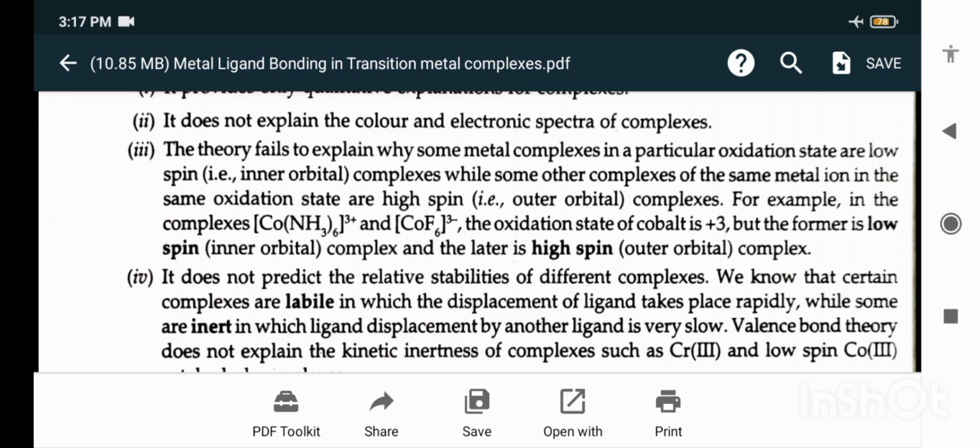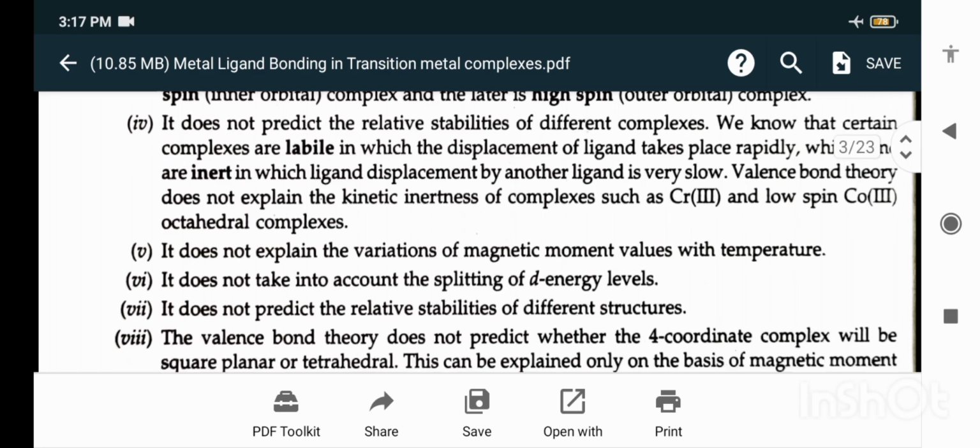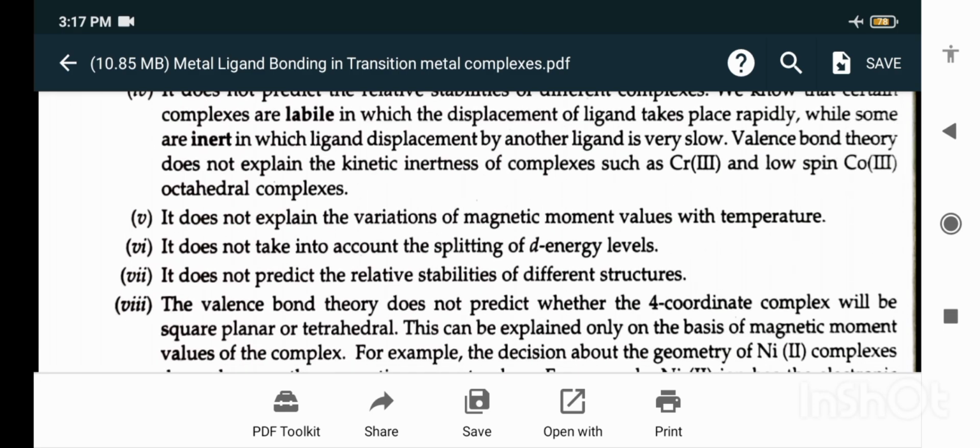We know that certain complexes are labile, in which the displacement of ligand takes place rapidly, while some are inert, in which the ligand displacement by another ligand is very slow. Valence bond theory does not explain the kinetic inertness of complexes, such as chromium(III) and low spin cobalt(III) octahedral complexes. It does not explain the variations of magnetic moment values with temperature. It does not take into account the splitting of d energy levels. It does not predict the relative stability of different structures.